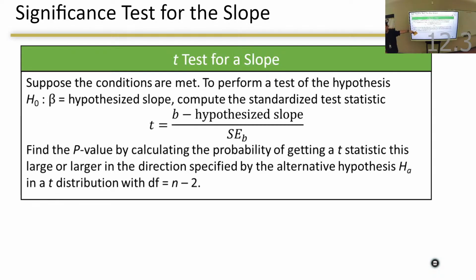Here it is, non-hieroglyphics, right? B in the hypothesized slope. And more times than not, your hypothesized slope is 0. We assume there's no relationship. That's what we did with chi-squared. Yeah, we assume there's no relationship. That's what our assumption has to be. We're trying to prove there's a positive relationship, negative relationship, or there is a relationship. There's your n minus 2.